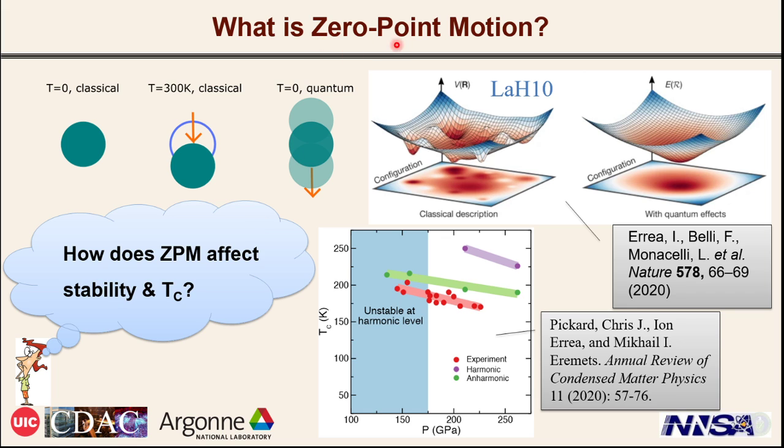So first, what is zero-point motion? Well, it refers to how the nuclei in a system are truly extended dynamical quantum objects, even at zero temperature, as compared to the classical case. An important question to ask is, how does this affect the stability and superconducting temperatures of hydrogen compounds?